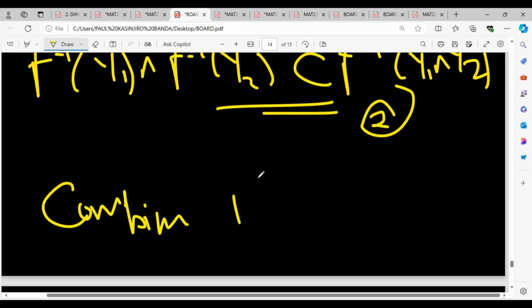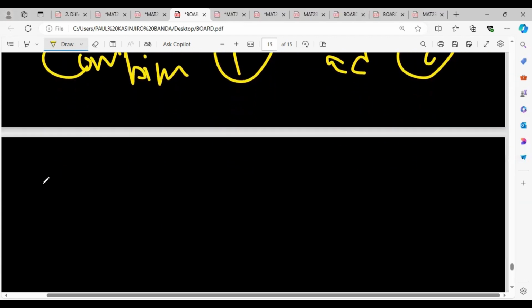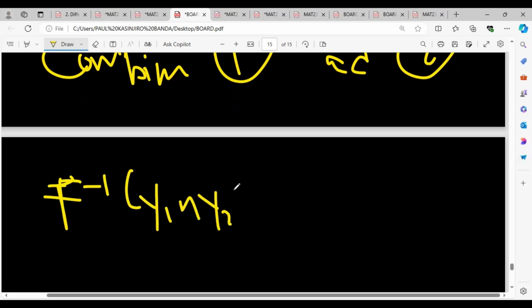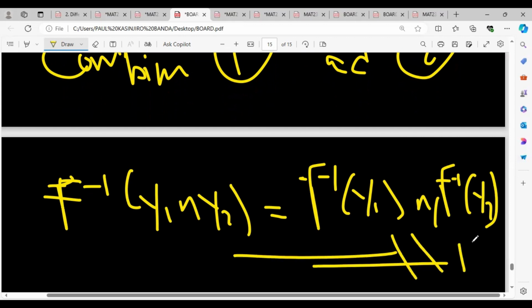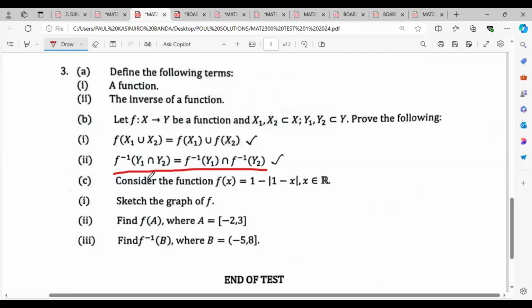Okay, so combining 1 and 2, what do we get? We get the proof. Combining 1 and 2, we get that y1 intersection y2 is actually equal to the inverse of y1 intersection the inverse of y2 there. Okay, hence proved. So we've proved, guys, we proved. Okay, so that's that. And then we can actually go to the last question, which is C.